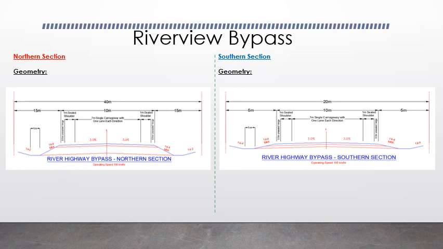Here is the cross-section drawing of the northern section and the southern section. So we already described this. You can see for the northern section we need a 40-meter road reserve. For the southern section we only need 20 meters.